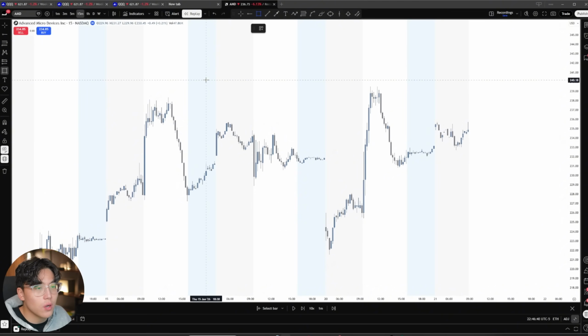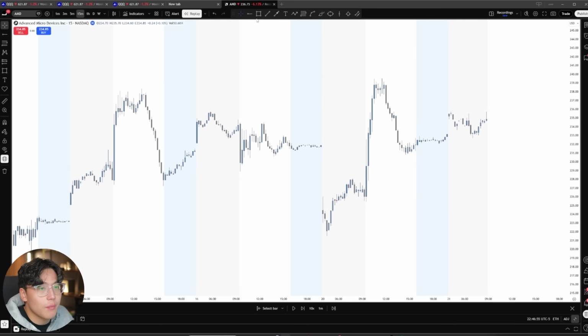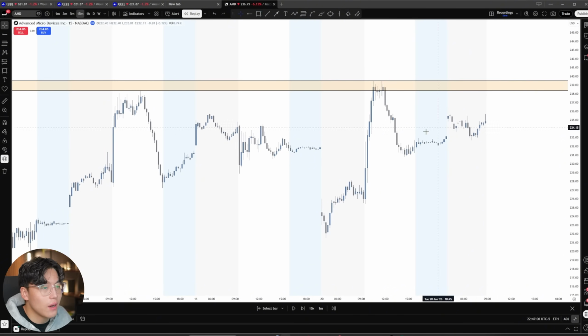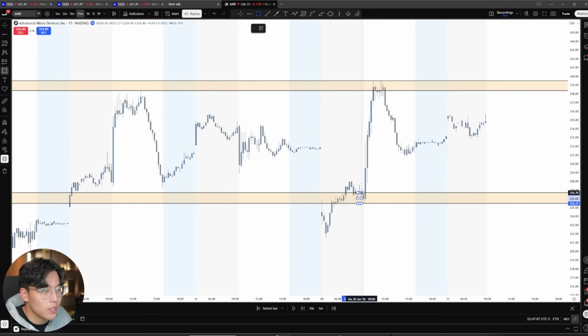What we can do is mark out key levels. So the key levels that I'm going to have marked out on AMD, of course, is going to be that previous day highs. We can drag it down so it touches the high that we had from a few days ago. Other levels that we can have marked out here is going to be that previous day lows, and we can drag this up here as well.